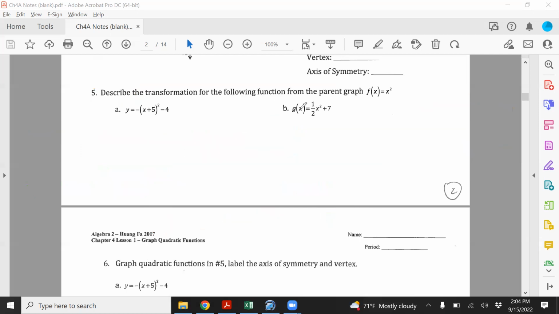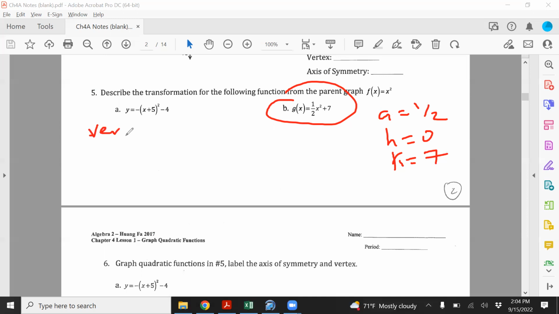So let's look at part B now. A is 1/2. H is 0. There's no H. And K is 7. So we don't have to worry about horizontal shift. So here's what I would say. I would say vertical stretch. You have to say vertical. Yep. And shift 7 up.